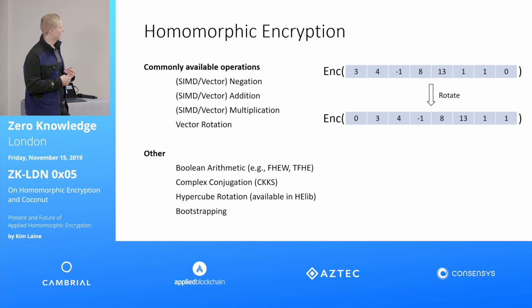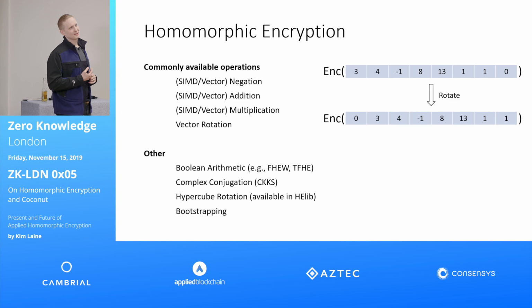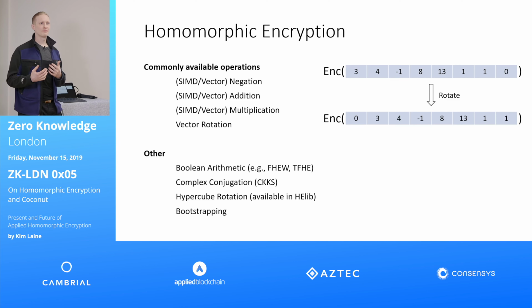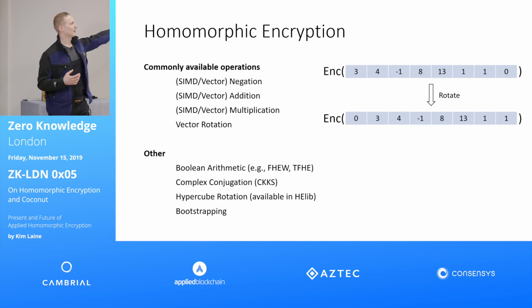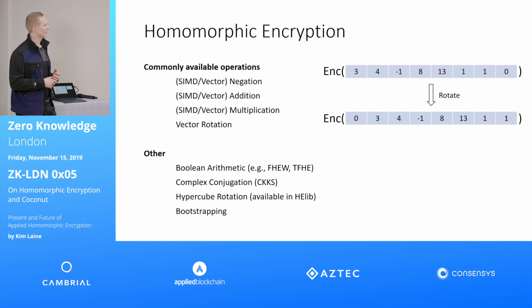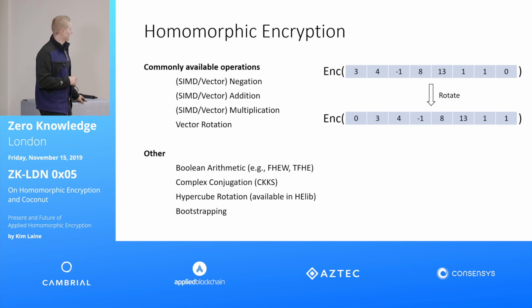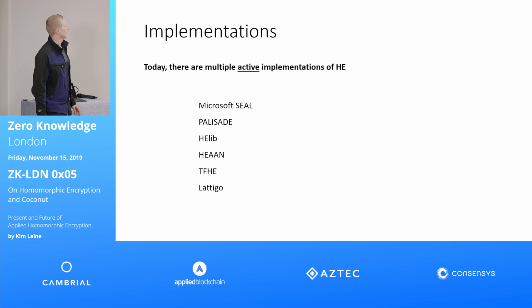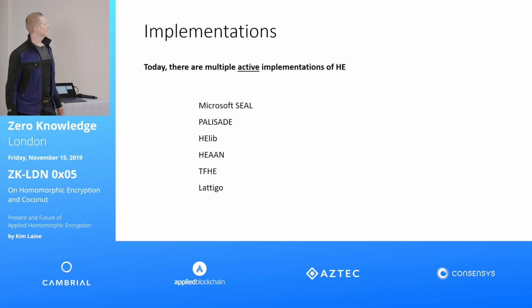And hypercube rotation, well, in some schemes, it's possible to parameterize them in some very intricate ways, so that it's not actually a vector, it's some multi-dimensional object, and then you can do these hypercube rotations. But I think a lot of people don't really have that many use cases for hypercube rotations. You can also do bootstrapping in some schemes, in some libraries. So good news is that if you want to use this stuff, it's actually possible today, because there's a lot of active implementations existing, and these are all open source.